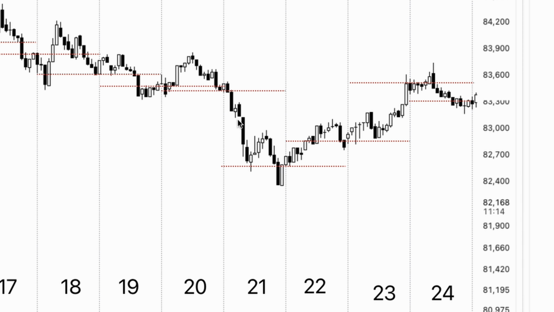And 21 and 22 are also 0 crossings. The market comes down, goes up a little bit, then forms the wick right here and closes.